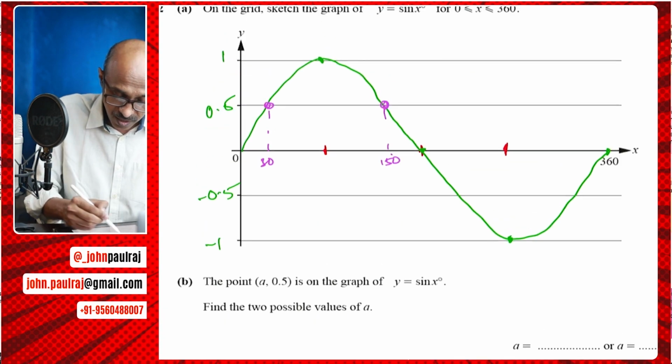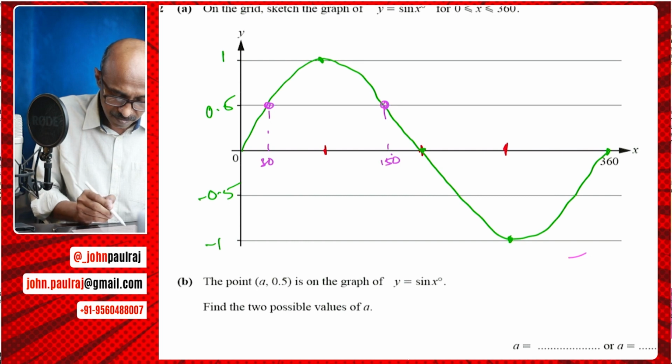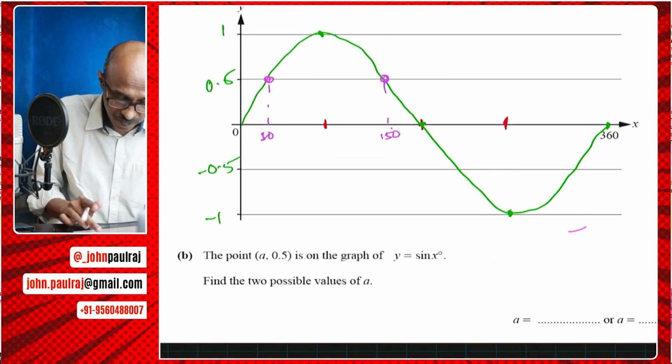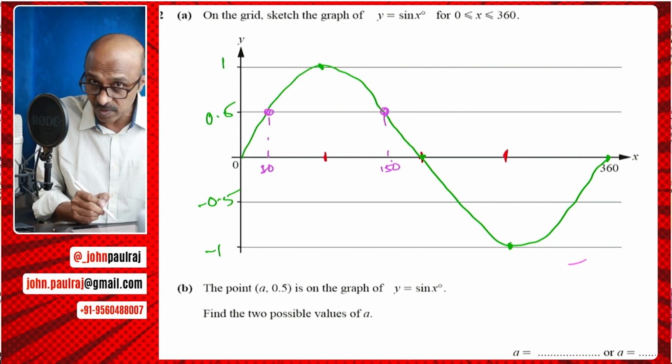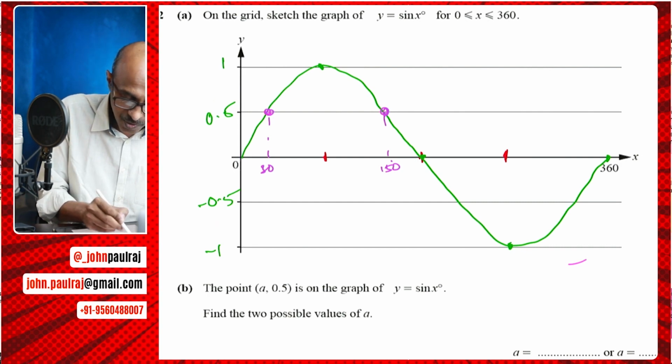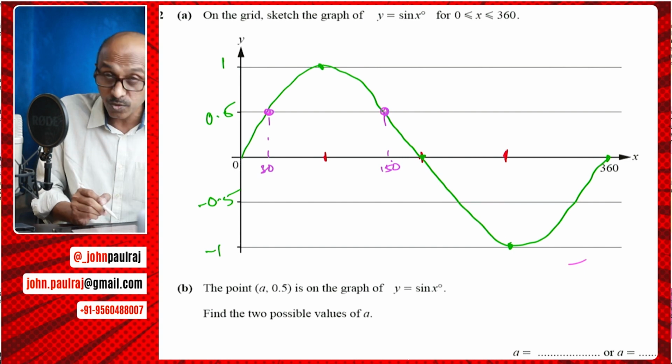So after you sketch the graph of sine, make sure that, they've given 360, so keep it as symmetric as you can. So go half to get 180 and then half to get 90 and then 270. And yeah, that's a simple sine graph. But the second part says the point a comma 0.5 is on the graph. Find the 2 possible values of a, all right? So at 0.5, being a positive 0.5, those are the 2 values. And from symmetry, you should be able to say that the sine of 30. And those are the things to remember.